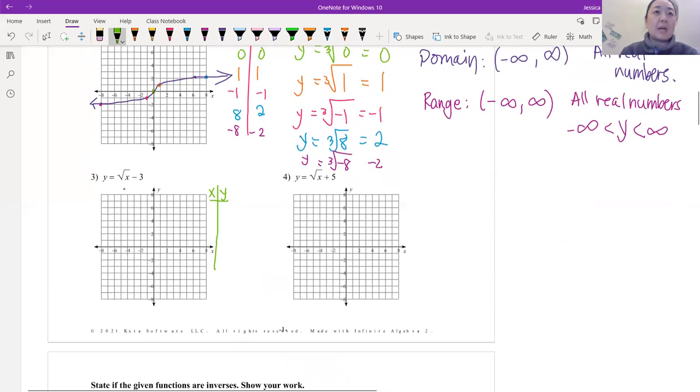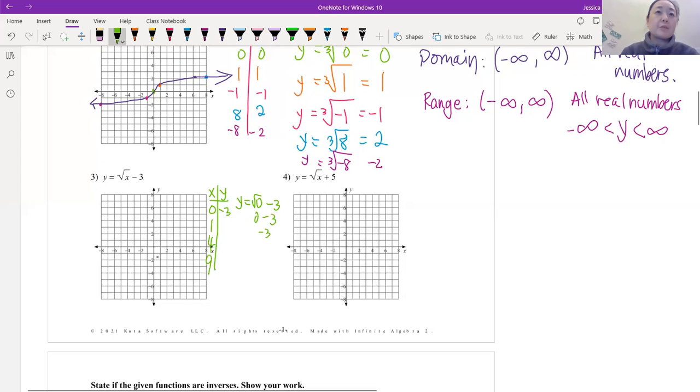So let's just do that. If you look right here, this is going to be 0, 1, 4, and 9. I'm just taking the same numbers that we did before because those were our perfect squares. So if we plug in 0, y is equal to square root of 0 minus 3. Well, square root of 0 is 0, minus 3, which is just -3.